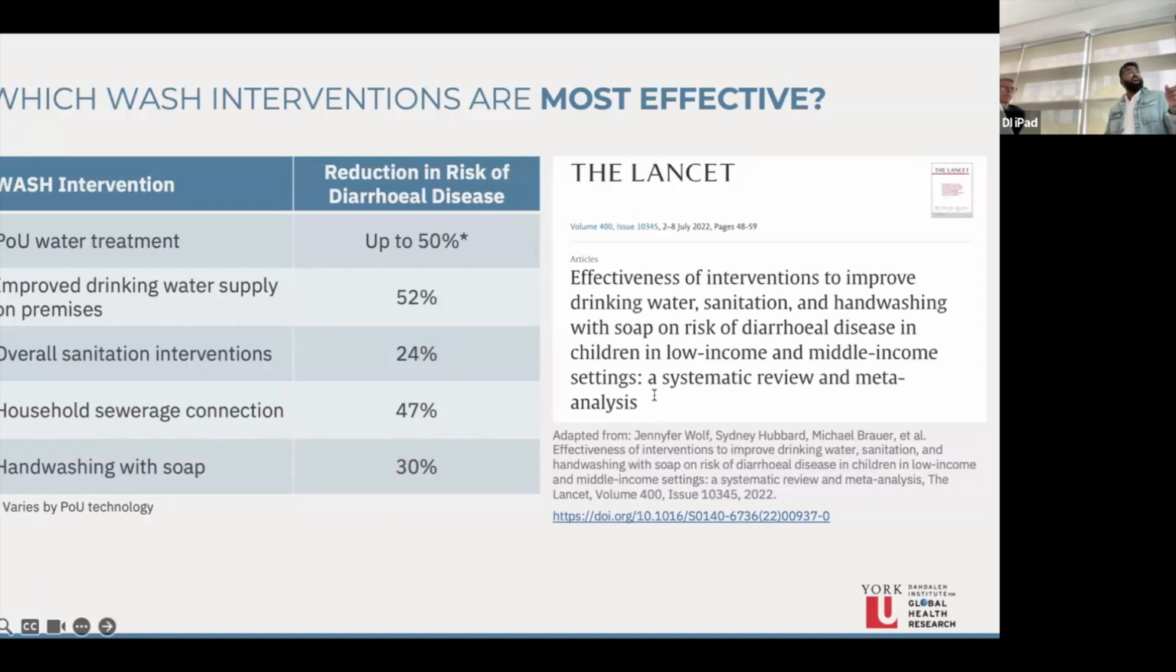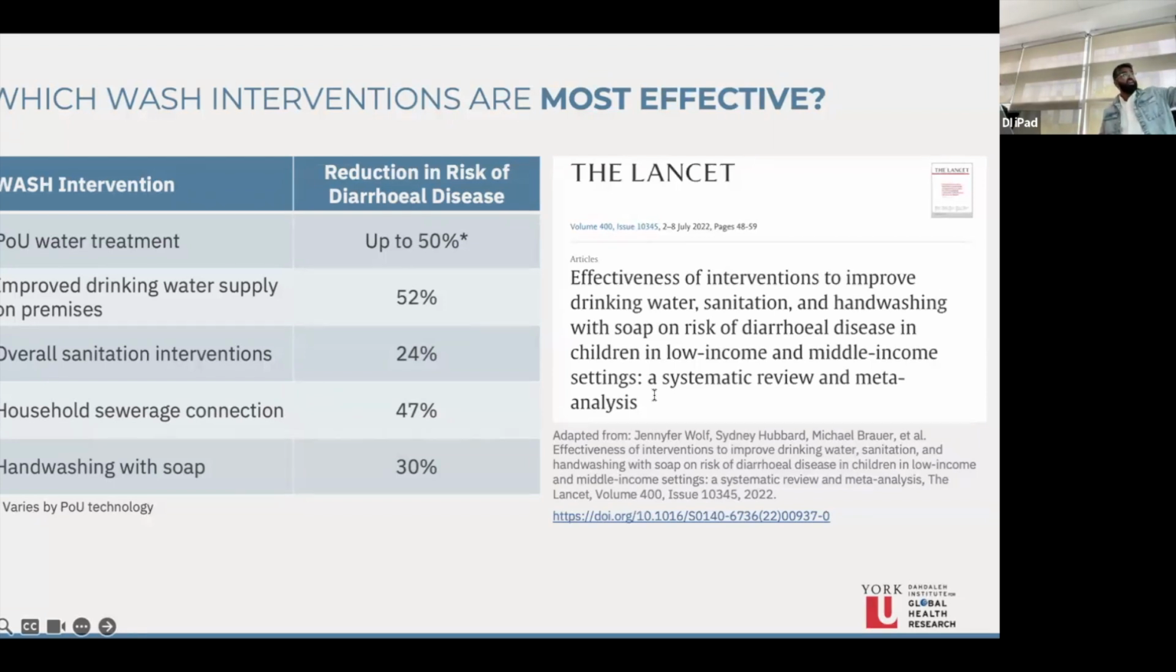There's a great meta-analysis, also by Wolf and the WHO, published in The Lancet, that looked at 124 individual studies and assessed the effectiveness of WASH interventions on the risk of diarrheal disease in children across low and middle income countries. It found a very strong effect for point-of-use water treatment, as well as improved drinking water supply on premises, with very significant reductions in diarrheal disease.